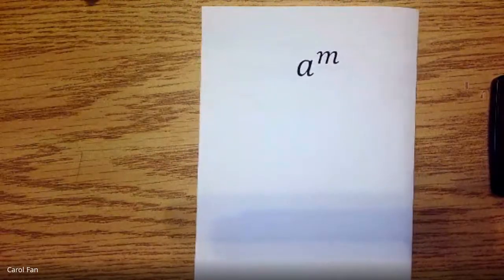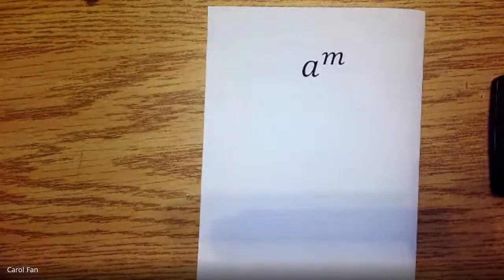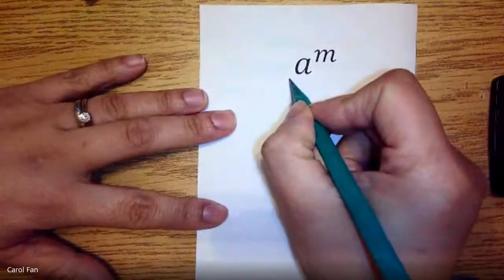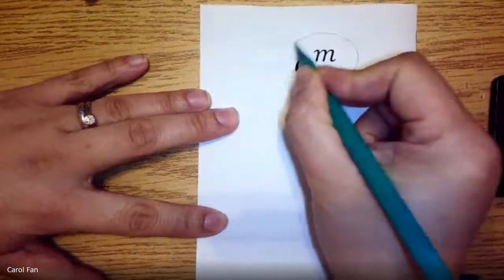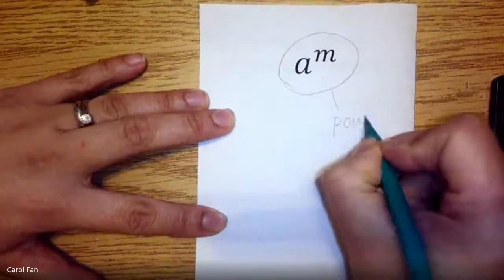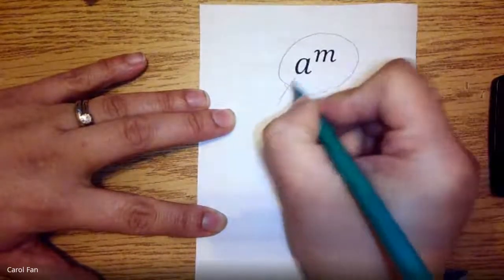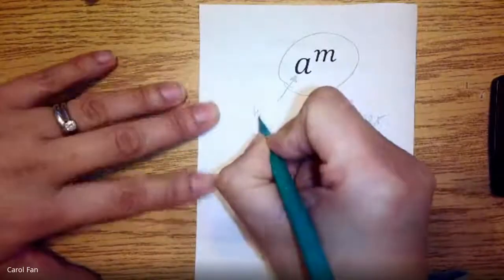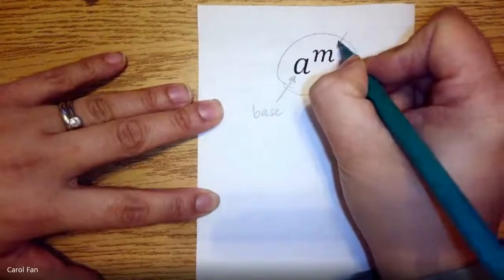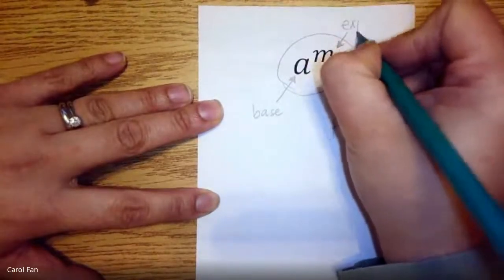Hi, we are going to talk about some exponent rules today. So let's first start off by doing a bit of vocabulary. We have got an exponent here, and sometimes we call the whole thing a power. The number at the bottom here is called the base, and our number that's at the top is called our exponent.